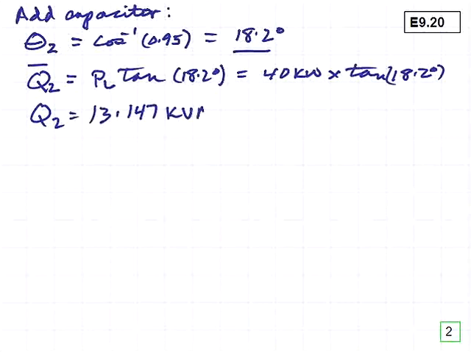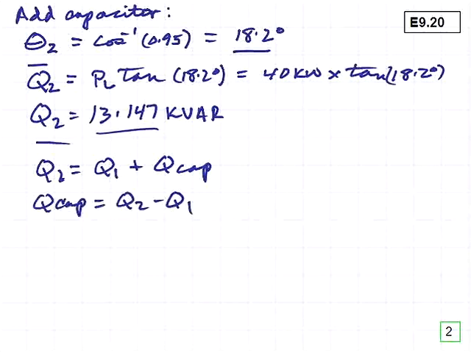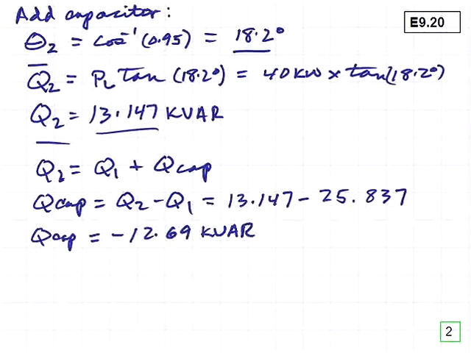Now Q2, the new value of the reactive power, is equal to Q1, the original reactive power, plus the reactive power supplied by the capacitor, or the reactive power supplied by the capacitor is equal to the difference between the final reactive power and the initial reactive power, which is equal to the 13.147 kilovars minus the 25.837 kilovars, or Q capacitor is equal to minus 12.69 kilovars.